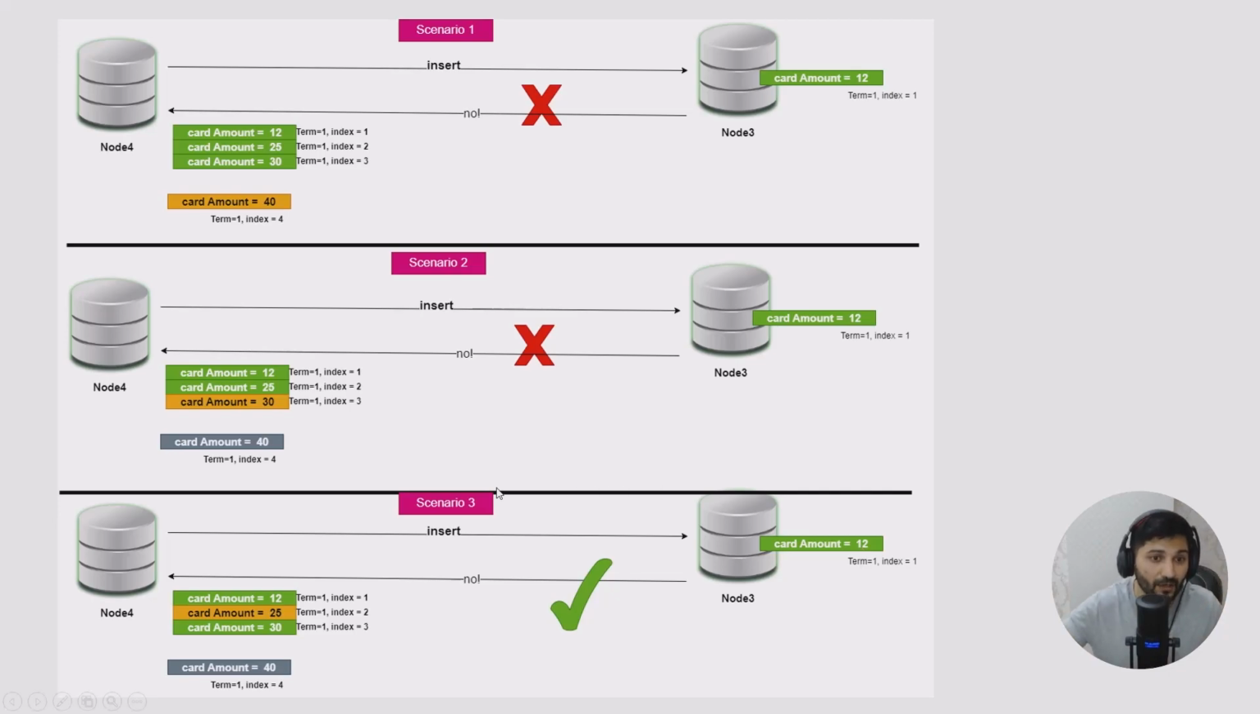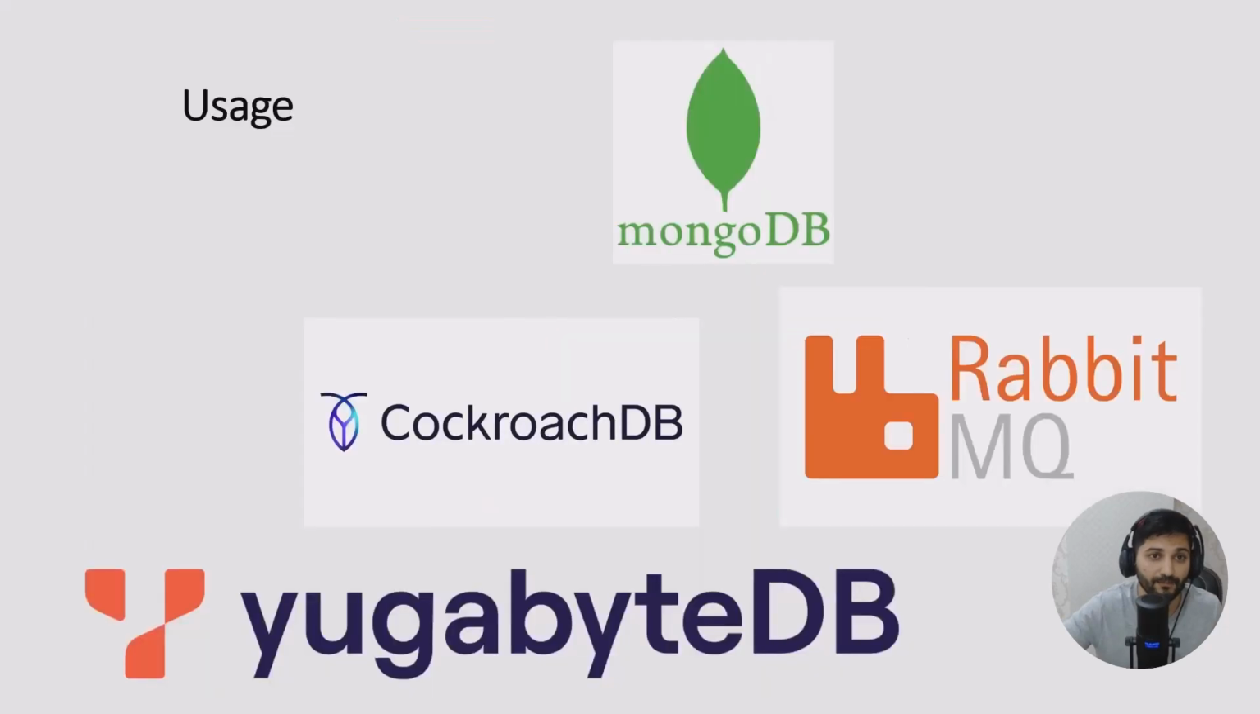And then, to make everything consistent, node 4 is going to send index 2 and then index 3 to node 3. And at the end, we are going to have all 4 entries in node 4 and in node 3. That's actually how we reach data consistency.